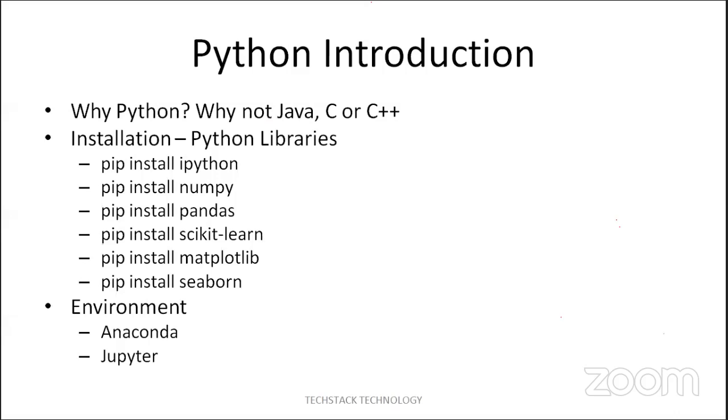Even Java has a library. Apache Mahout is one of the libraries available for machine learning. But even so, if we compare the number of lines needed for machine learning, Java needs more than Python. That's why we prefer Python for machine learning.